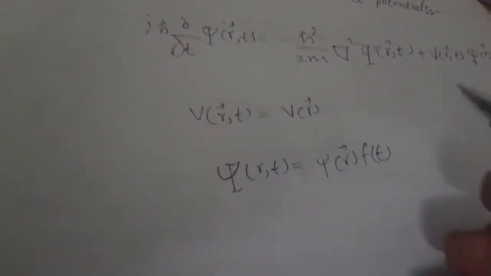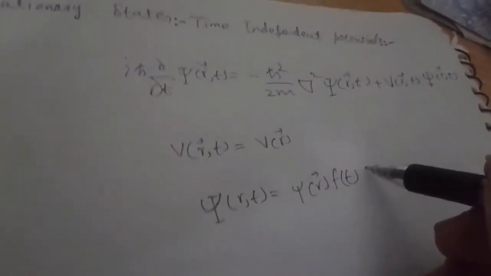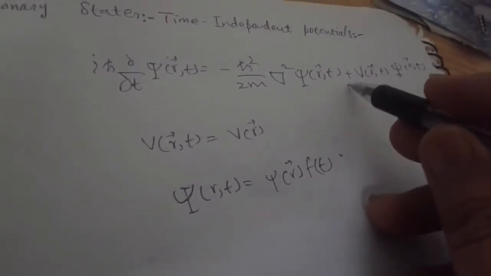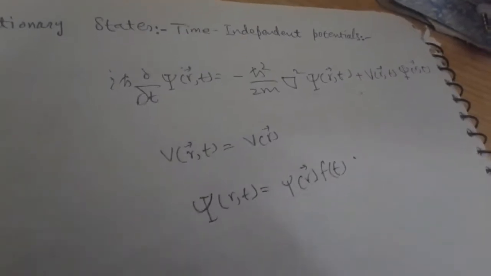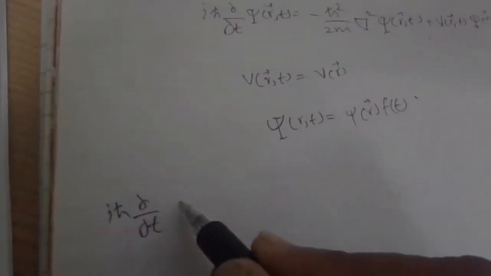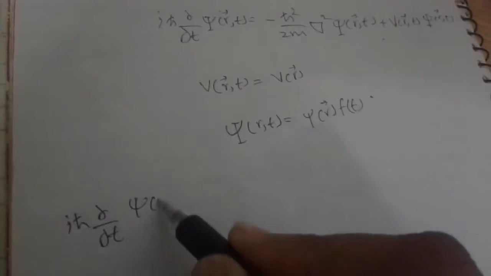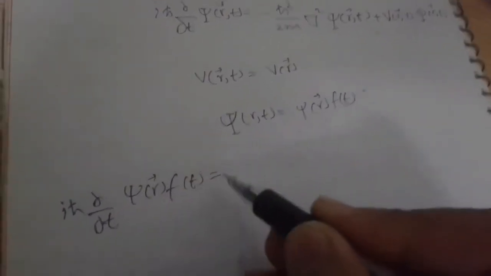We suppose that this is our solution, so we will substitute this value of ψ(r,t) in our general Schrodinger equation in general form. iħ ∂/∂t of ψ(r,t). So instead of ψ(r,t) we will substitute ψ(r) f(t), is equal to the right side.